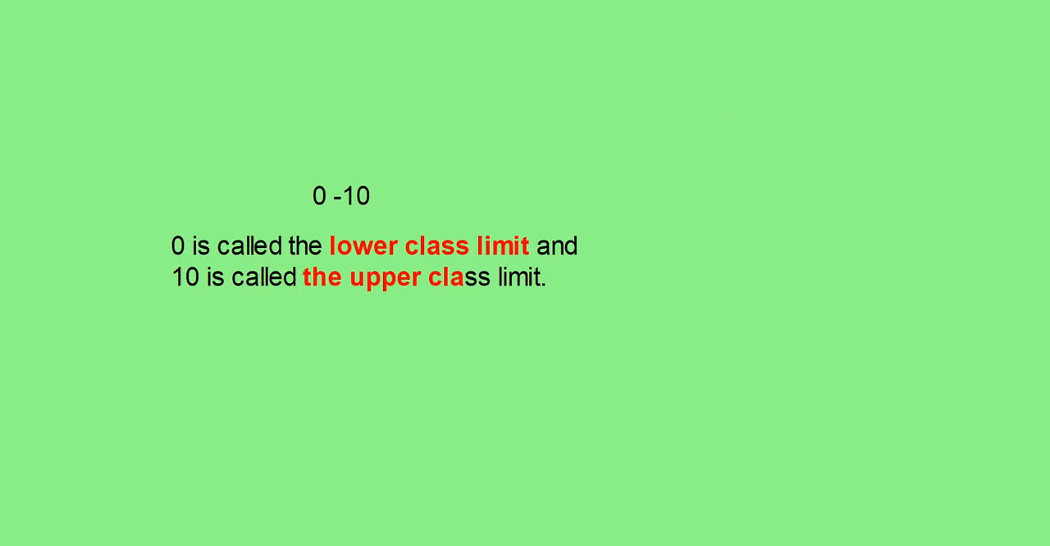Consider a class 0 to 10. Here 0 is called the lower class limit and 10 is called the upper class limit. In 20 to 30, what is the lower class limit? Yes, 20 is the lower class limit and 30 is called the upper class limit.